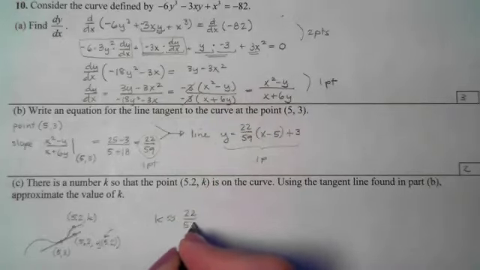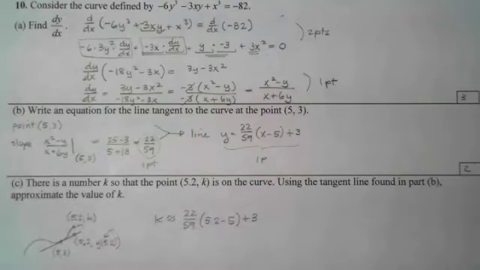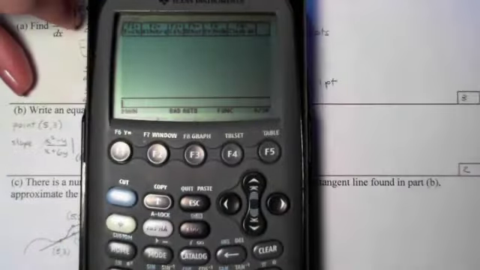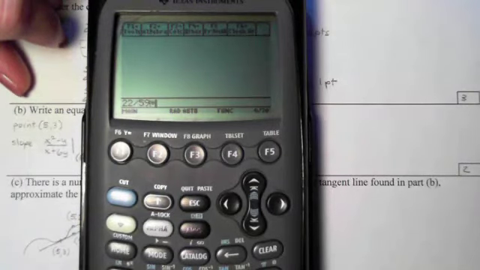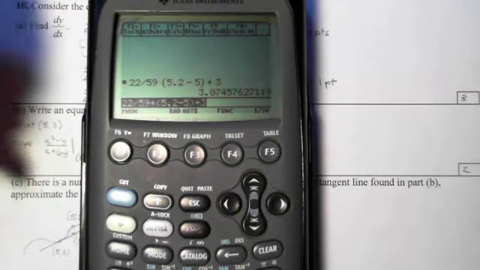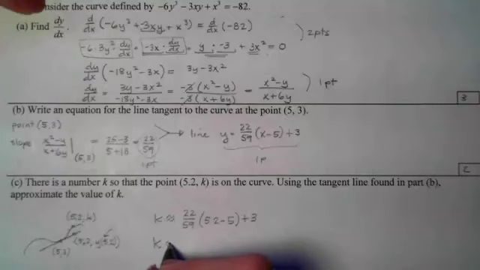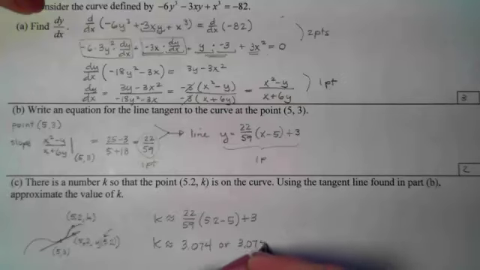So that's 22/59 times (5.2 minus 5) plus 3. If we get out our calculators and plug it in, we have 22/59 times (5.2 minus 5) plus 3. Diamond enter. We get 3.074 or 3.075, depending on whether you truncate or round. And either one would be sufficient. You'd get the point. So 3.074 or 3.075.